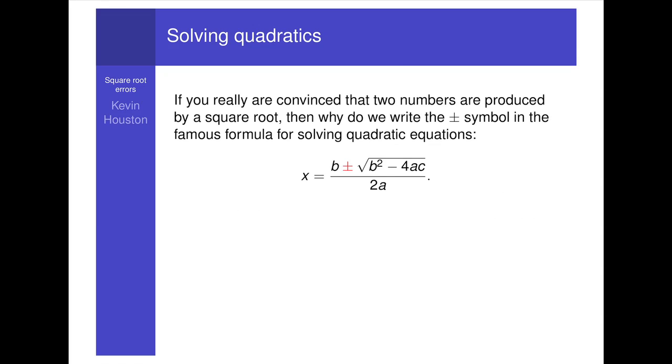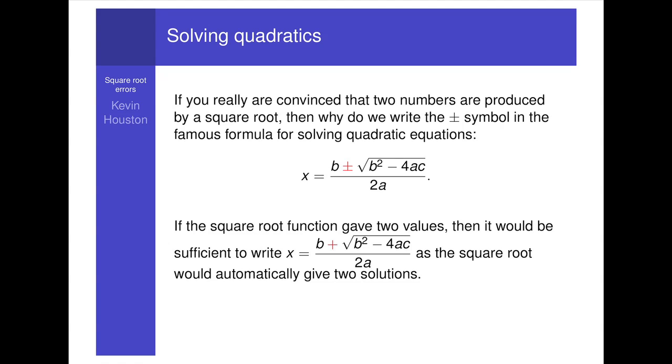If you really are convinced that two numbers are produced by a square root, then why do we write the plus minus symbol in the formula for solving quadratic equations? x equals -b plus or minus square root of b squared minus 4ac all over 2a. If the square root function gave two values, then it would be sufficient to write x equals -b plus square root of b squared minus 4ac all over 2a, as the square root would automatically give two solutions.